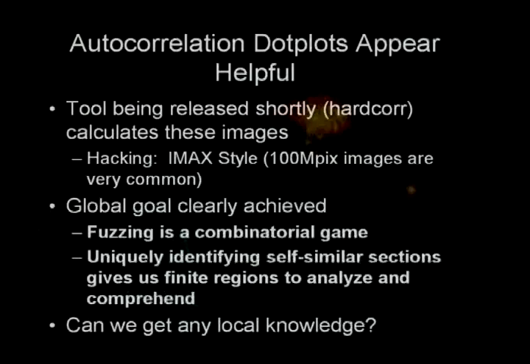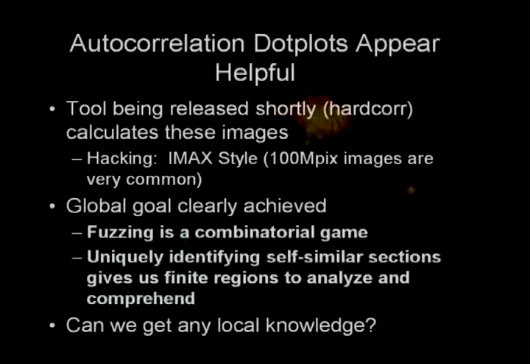So I'm releasing a tool shortly. It does autocorrelation, so I'm calling it hardcore, that calculates these images. It's pretty cool. It's really fast because I ported it to C. Nothing says 80 times speed improvement like porting to C. You end up hacking IMAX style because you end up with all these images that are like 10,000 by 10,000 pixels. It's kind of cool to know, man, I need a better view of this. I'm going down to the IMAX theater. The global goal is totally achieved.